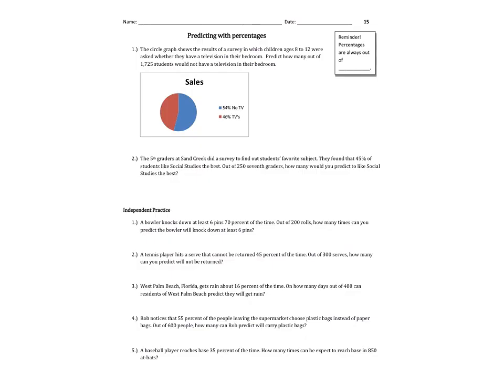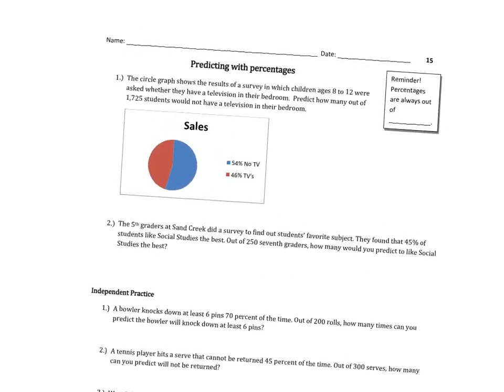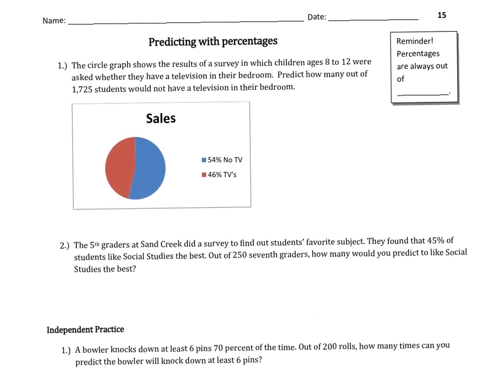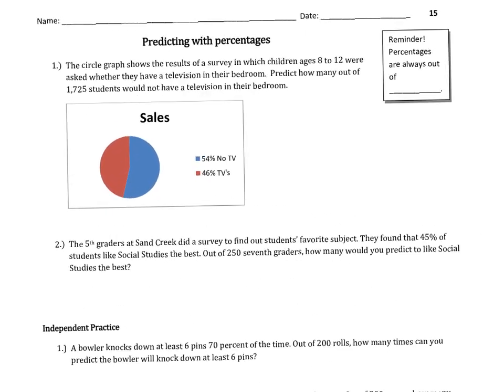All right. So we can also predict with percentages. It says the circle graph shows the results of a survey in which children ages 8 to 12 were asked whether they have a television in their bedroom. Predict how many students out of 1,725 students would not have a television in their bedroom. So a reminder that percentages are always out of 100.